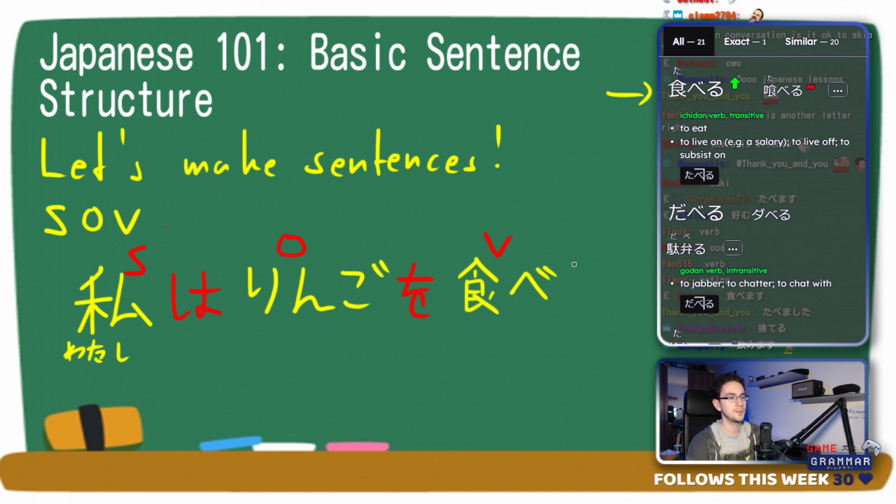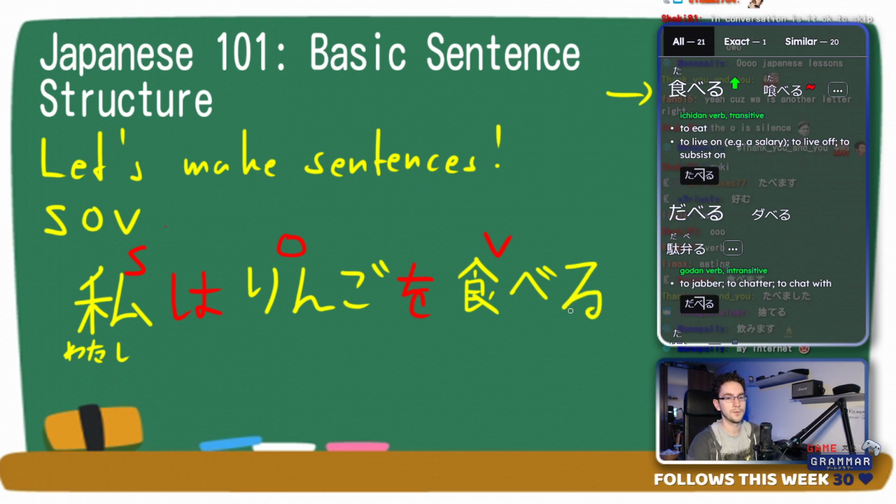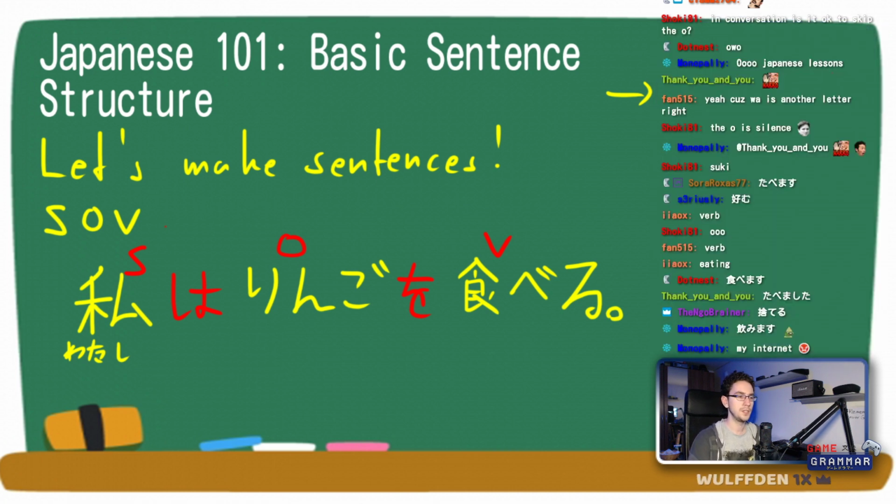Taberu. Okay, I'm going to use the dictionary form. And full stop. Period. We have made a sentence. I'm gonna add a little furigana on the bottom, which is just a ta, singular ta, there. Ta, taberu. That's our sentence. We did it! Ladies and gentlemen, we have learned how to make a simple 3-word SOV sentence in Japanese.